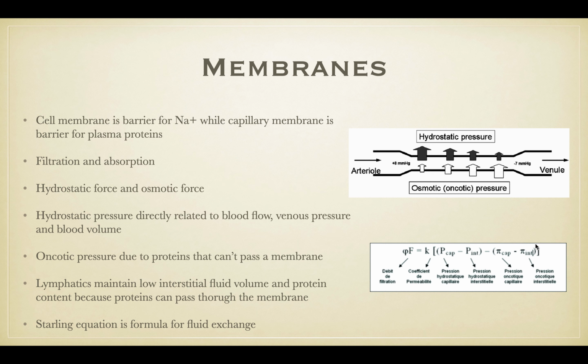Starling equation right here is the formula for fluid exchange. So this one, it's useful to know, but if they were ever questioned on it, they have to give you all these values. You can't just sit down and try to calculate it yourself, right? So you need to know the hydrostatic capillary pressure, the interstitial pressure, the oncotic pressure of the capillary, and the oncotic pressure of the interstitial space, along with the coefficient of permeability. Well, that's a constant, but in order to find that, I really doubt you'd be tested on this, but you might be tested on what is the formula. You just say Starling equation.